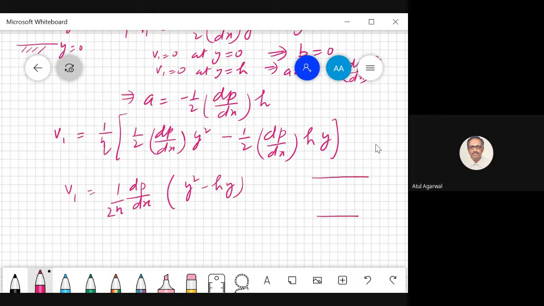So what you find is, put y is equal to 0, you get a 0. Put y is equal to h, again you get a 0. You will find this is a parabolic distribution. This is a velocity. So velocity is maximum in the middle and it is 0 at the walls.